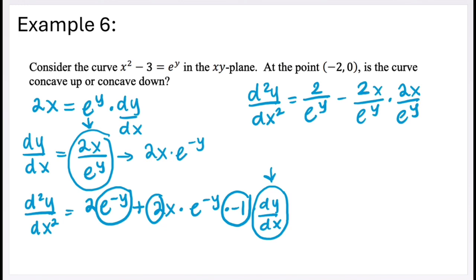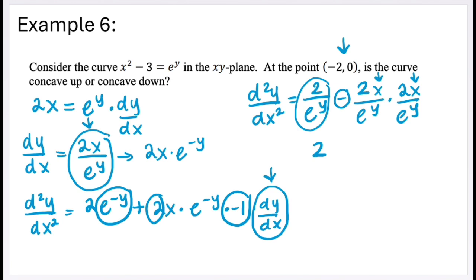So now let's think about if I plug in this right here, will I get a positive second derivative or a negative second derivative? So if I plug in negative 2 for x and 0 for y, if I plug in 0 for y right here, this is just going to be 2 because e to the 0 is just 1. If I plug in negative 2 right here and negative 2 right here, so I already have a negative, and then I'm going to have 2 times negative 2, so that'll be negative 4.